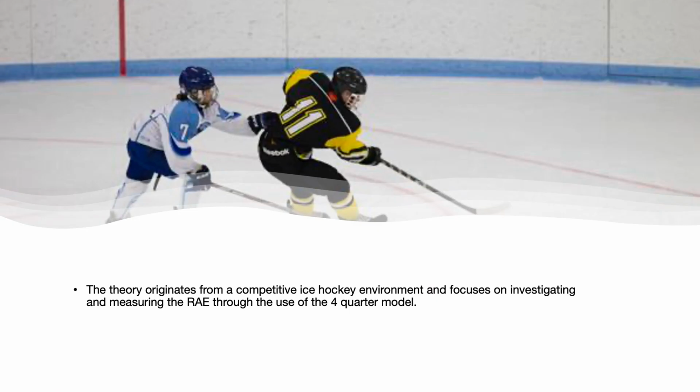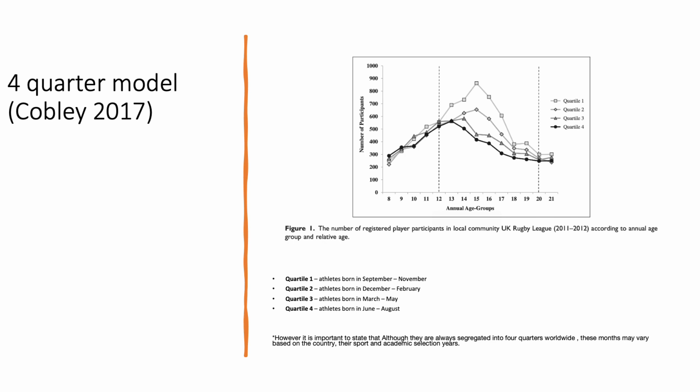This theory originates from a competitive ice hockey environment and focuses on investigating and measuring the RAE through the use of the four-quarter model. In England, the model is supplied by Cobley 2017 and is Quartile 1, athletes born September to November, Quartile 2, athletes born December through to February, Quartile 3, athletes born March to May, and Quartile 4, athletes who are born June to August. However, it is important to state that although these are always segregated into 4 quarters worldwide, these months may vary based on the country, their sport, and academic selection years.